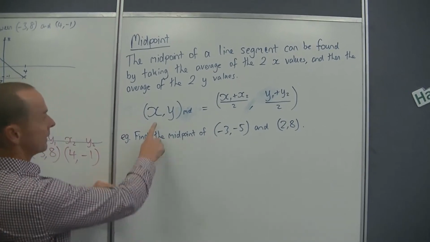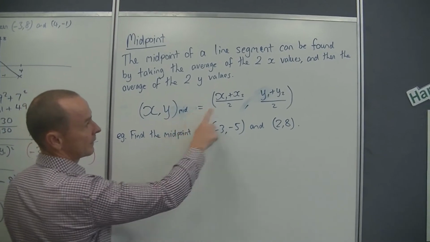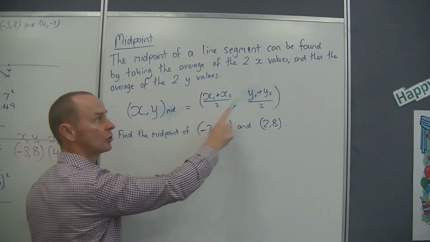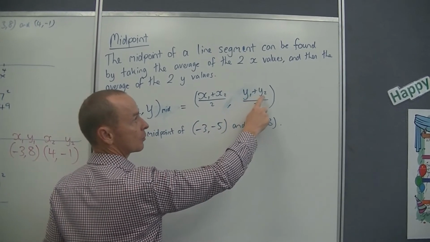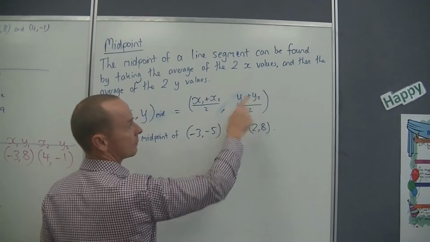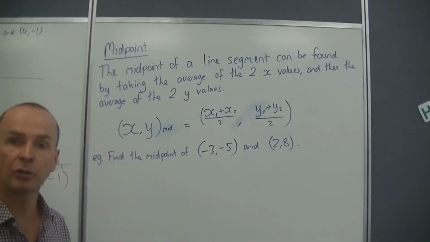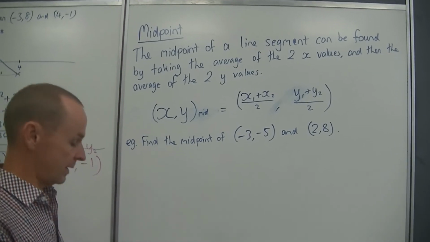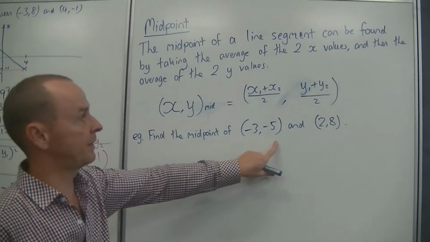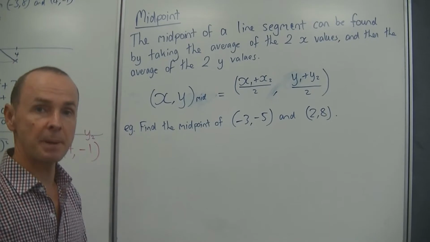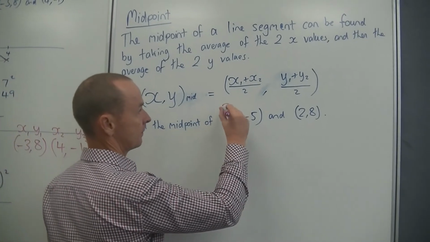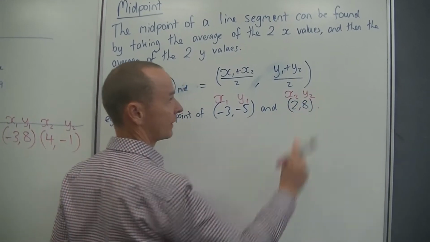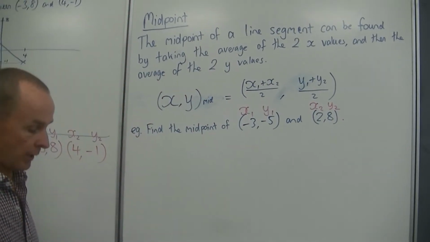So what do I mean? The x and y value of the midpoint is (x1 plus x2) over 2, because that's how you take an average, and then (y1 plus y2) over 2. Take an average of the 2 y values. You're probably saying, what are you talking about? I'll show you, it's really easy. Find the midpoint of these 2 points. First step, label these points: x1, y1, x2, y2. So I've labelled my points.